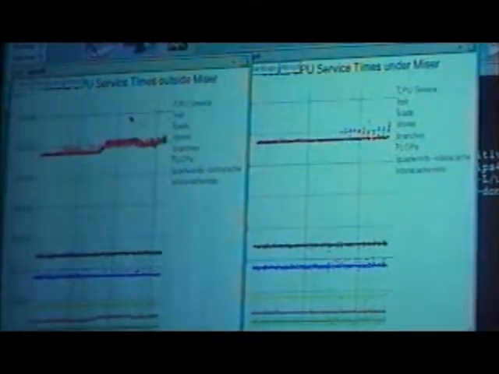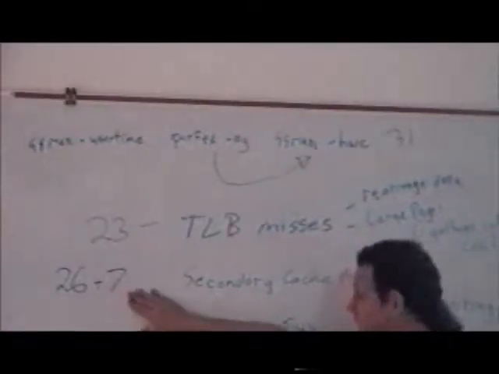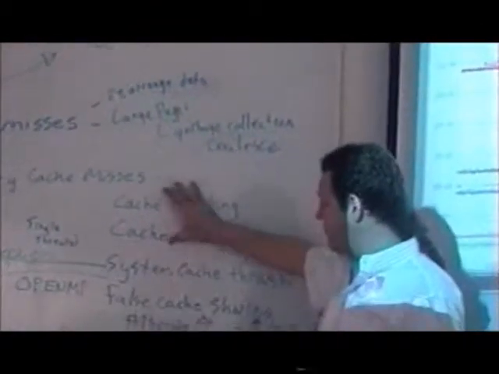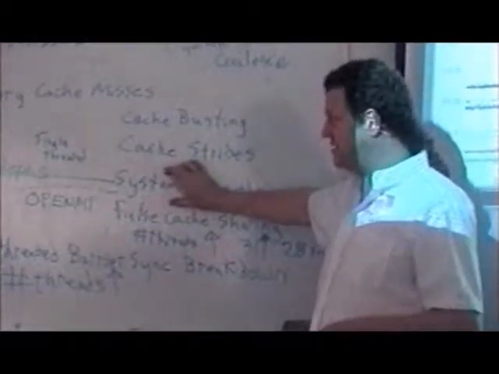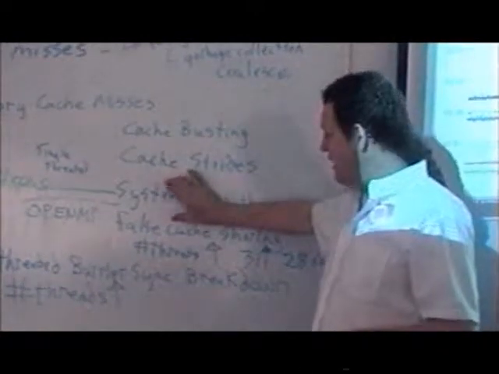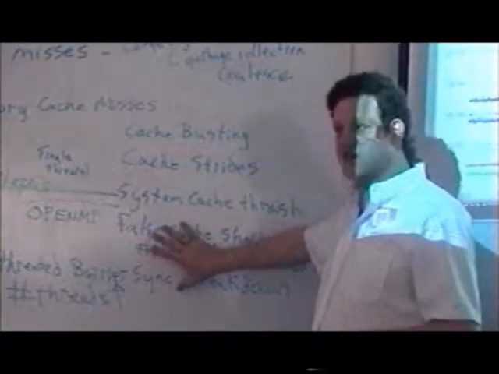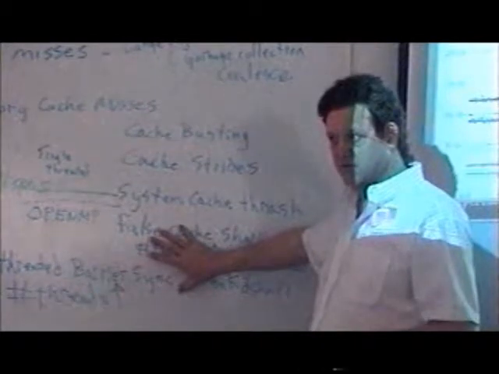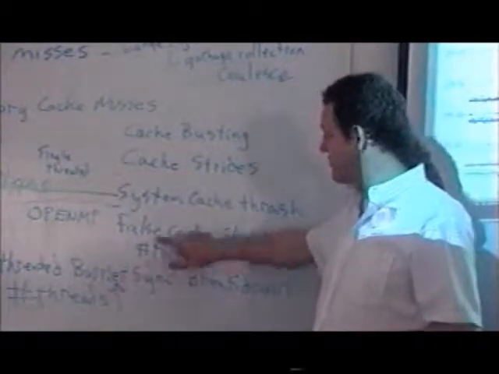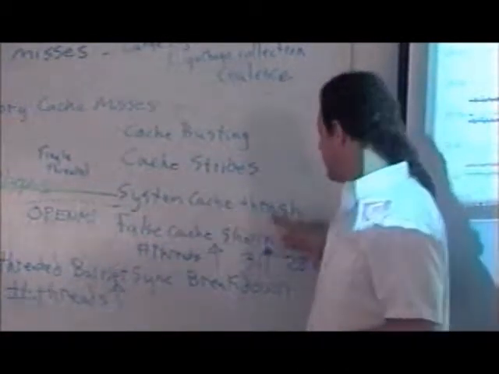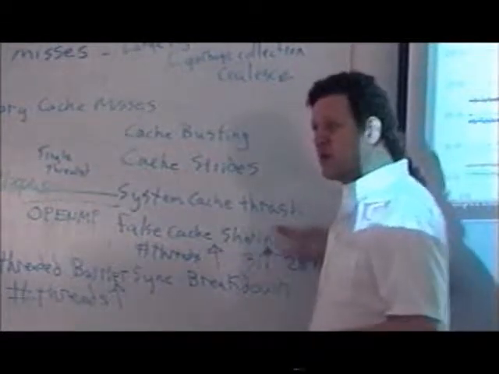So by looking at my Perfex report, I can spot these different types of effects. So we looked a little bit at TLB misses, that was in the workbook examples, and right now we're looking at secondary data cache misses, in particular system cache thrash. These other things are related to the application. This one's related to the CPU scheduler. And we're not multi-threading yet, so the false cache sharing isn't showing up yet. Or barrier synchronization. So right now, we're actually seeing this particular effect, system cache thrashing.